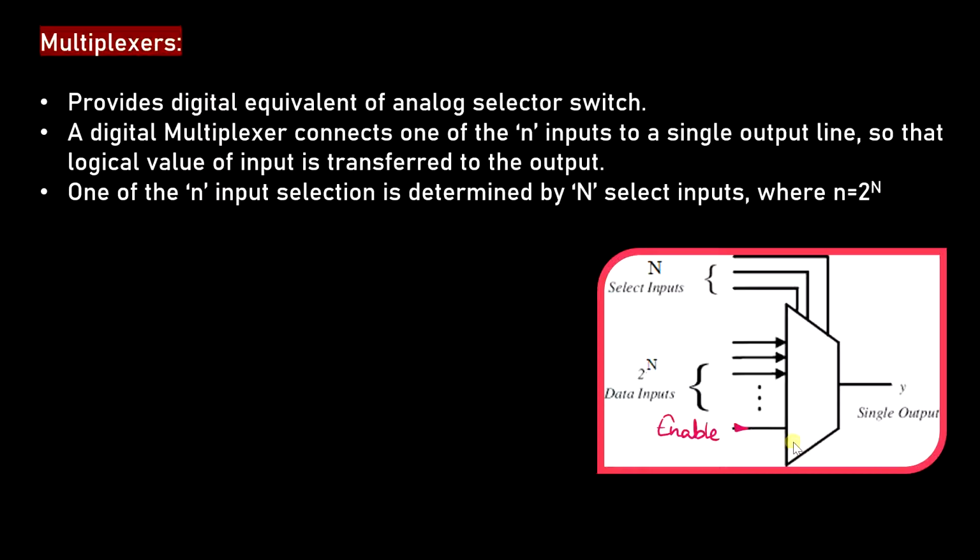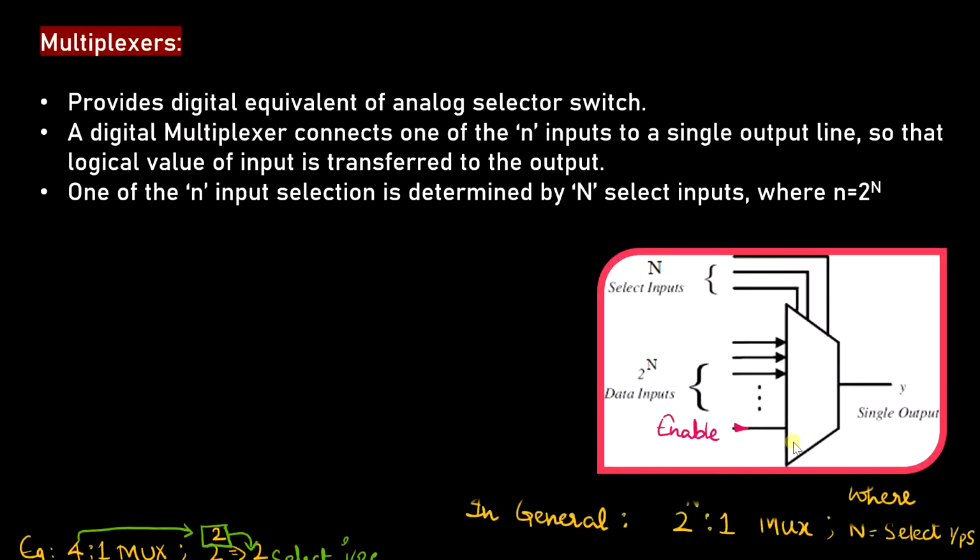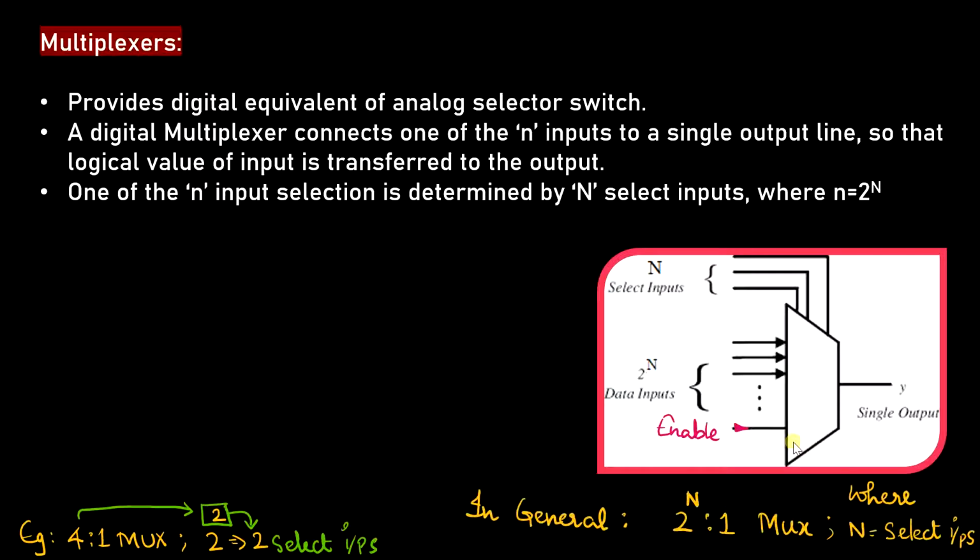Now, I did mention that digital multiplexers provide the digital equivalent of an analog selector switch. So, let me explain that with an example. Here we have an example of a 4:1 mux. If it is a 4:1 mux, I consider 4 to be equal to 2 to the power 2. That means I will require 2 select inputs. And in general, I can represent a mux as a 2^n:1 mux.